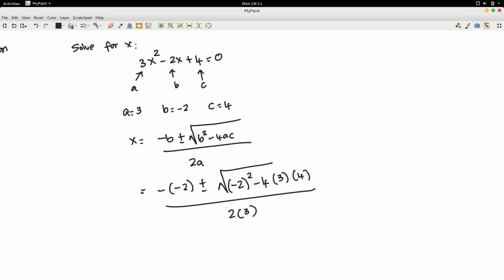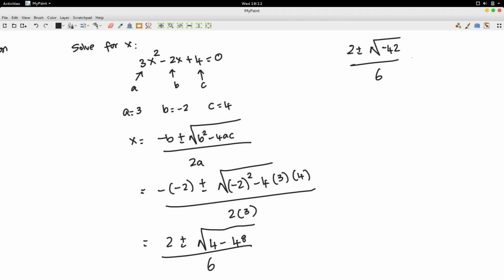3. So I will get minus of minus 2 is plus 2, plus or minus square root of 4 minus 4 times 4 is 16, 16 times 3 is 48. You get 4 minus 48 divided by 6, which is 2 plus or minus square root of minus 44 over 6.